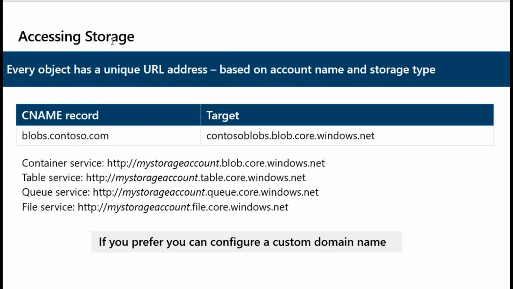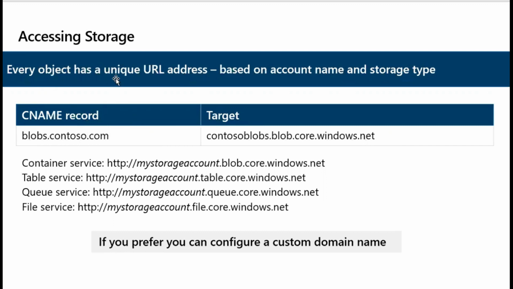Once you create the storage account, you'll be able to access the resources from a web link. Every object has a unique URL address based on the account name and storage type. We can use a CNAME, for example blobs.contoso.com targeting contoso.blob.core.windows.net. With a CNAME, we can change the default domain name and place our own domain name.